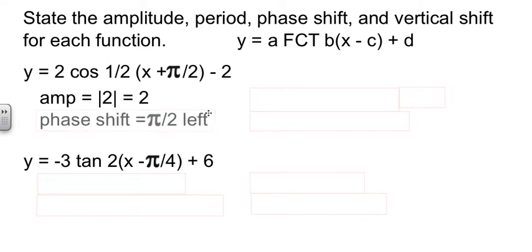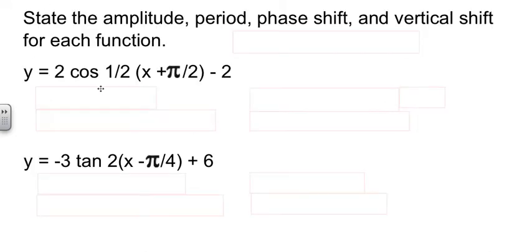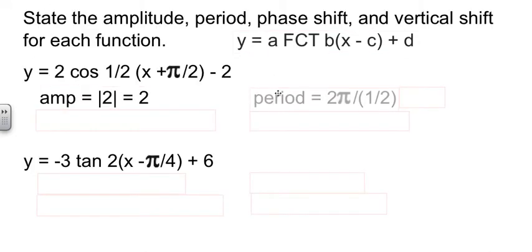B leads us to information about the period. This is cosine, so like we talked about on the last video, the period goes with 2 pi. 2 pi divided by the b value, which is a half, gives us 4 pi. If you gave me the answer of whatever 4 times pi is, 12.56 or whatever, that would be okay too.